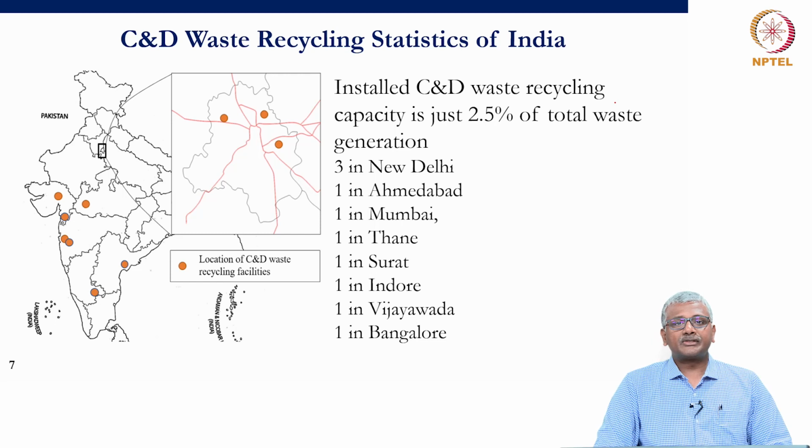Just to give you some ideas about C&D waste recycling that is available in India, as you can see from the map of India, there are only a handful of locations where C&D waste plants have been located. The installed C&D waste recycling capacity in India is estimated to be only about 2.5% of the total waste generation. So, you can imagine that our potential to recycle itself is restricted to 2.5. That means we have a long way to go with respect to our ability to recycle the construction and demolition waste.